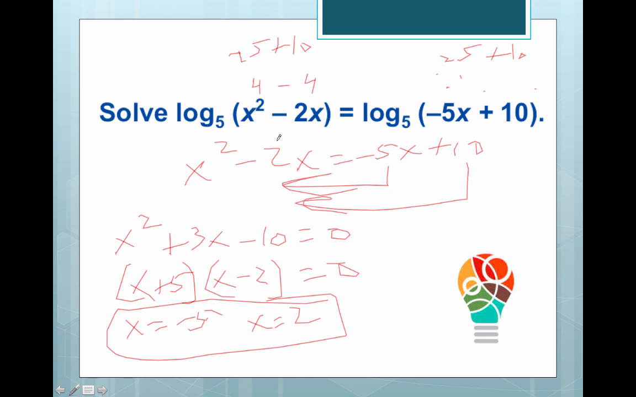Am I allowed to take the log of 0? If you're not allowed to take the log of 0, then this is extraneous. What happens when you take the log of 0? Does it work? It doesn't. There's no way I can take the number 5, raise it to an exponent, and get 0. So that's extraneous. You have to have a positive number in the log spot. So the answer is negative 5. And that's why you got to check your work.